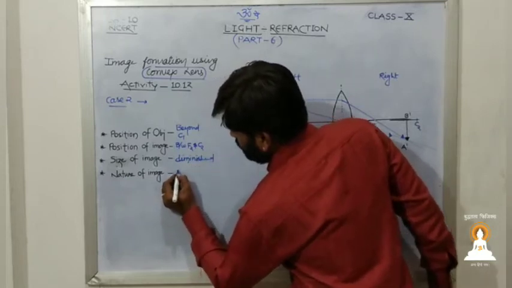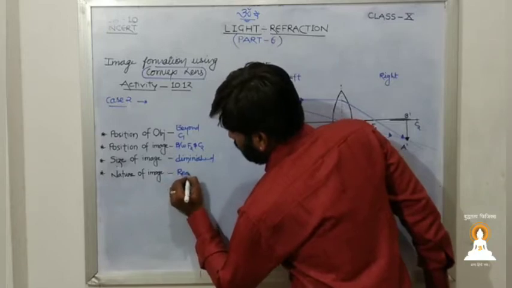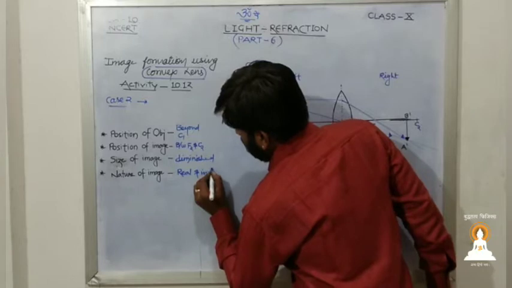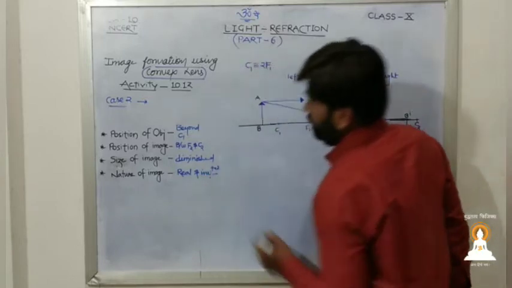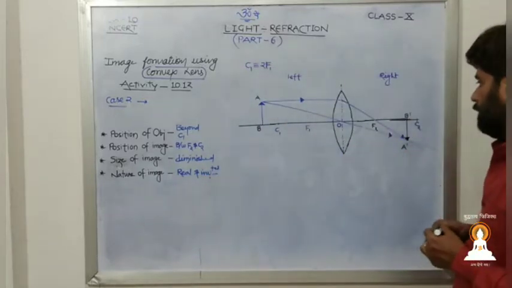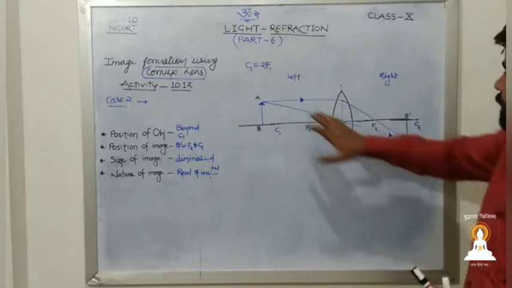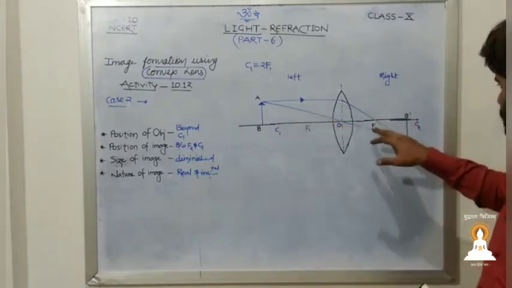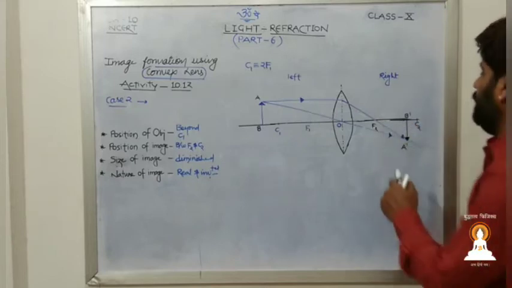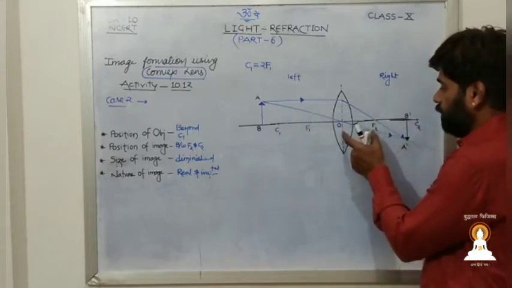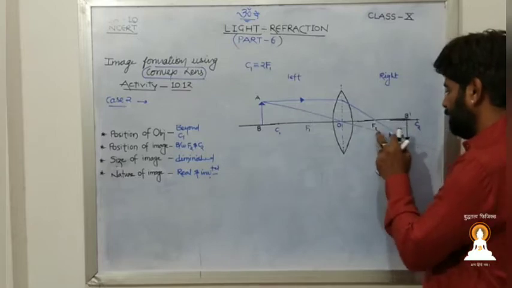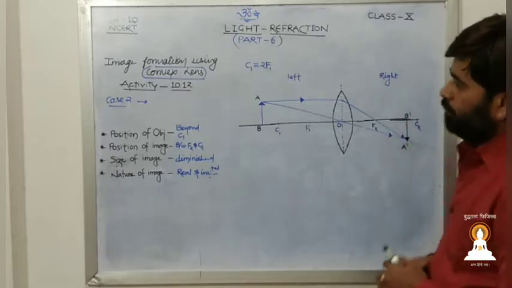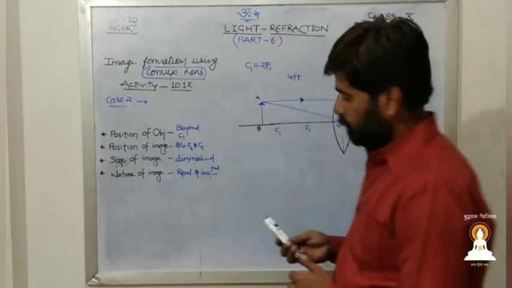And nature of the image will be real and inverted, very simple. Got it. Rule number 1, rule number 3. When you draw them according to the proper measurement, you will see that this image will be between F2 and C2. So this was case number 2.